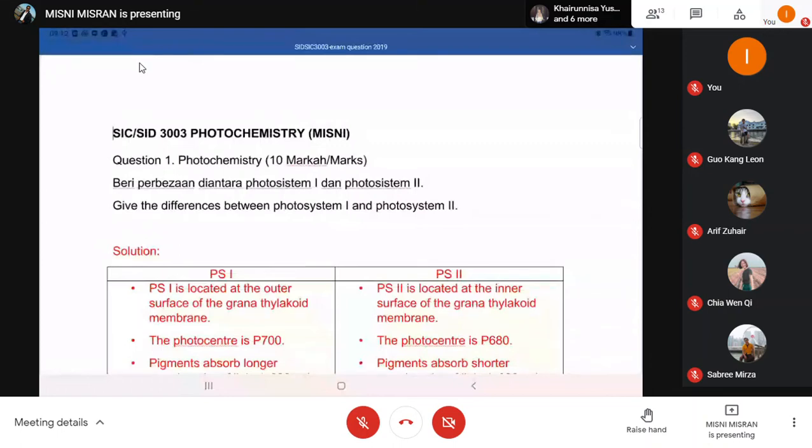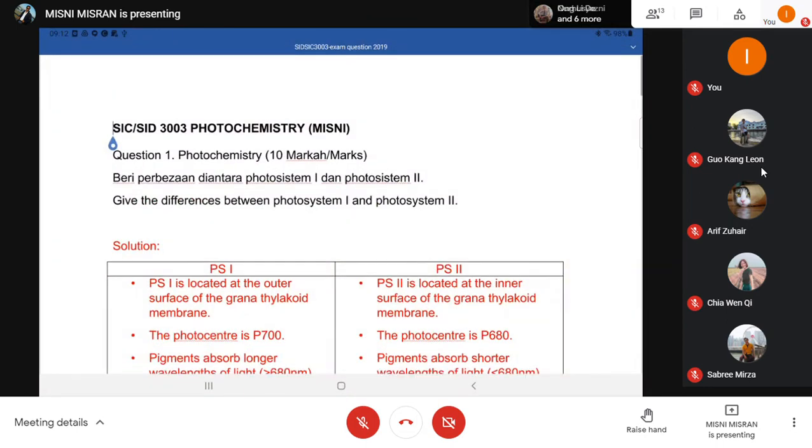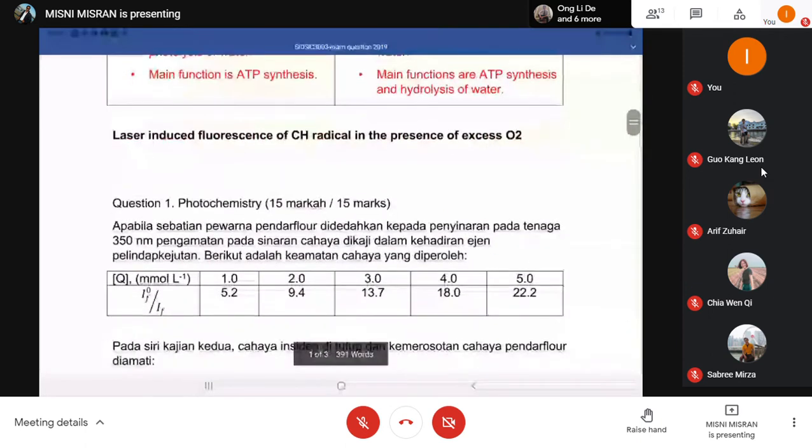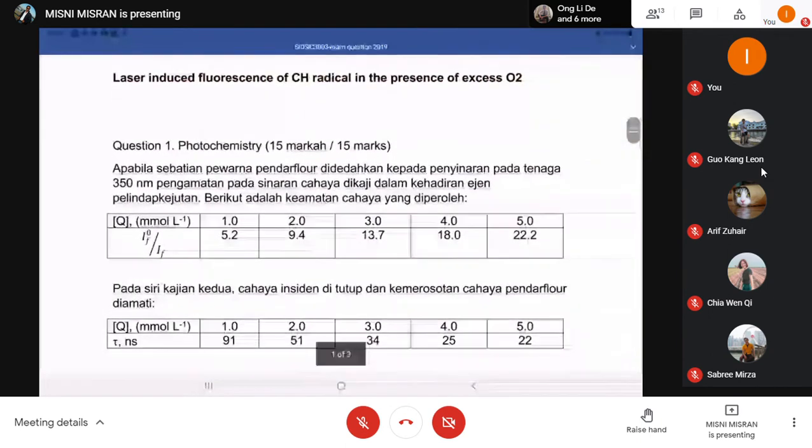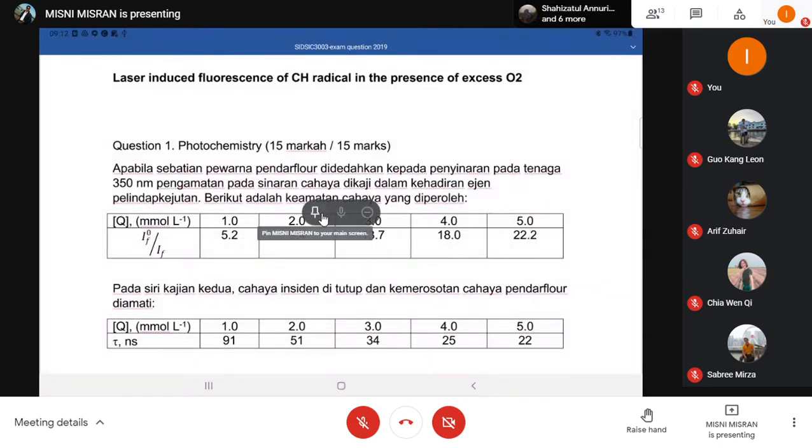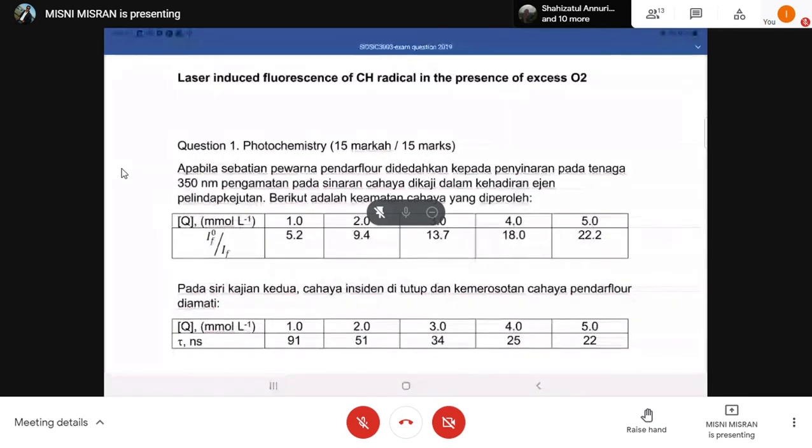Some of the past year questions as well. So I copied past year questions, right? Can't remember last year, I think. And there were two questions. The other one is questions on fluorescence, in the presence of a second molecule. So this is bimolecular reactions.